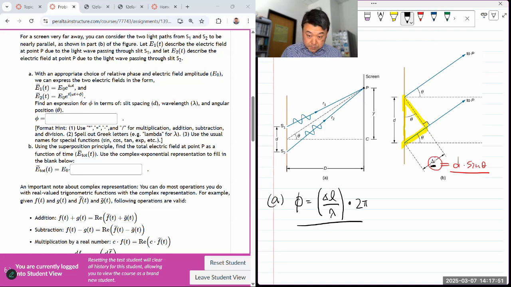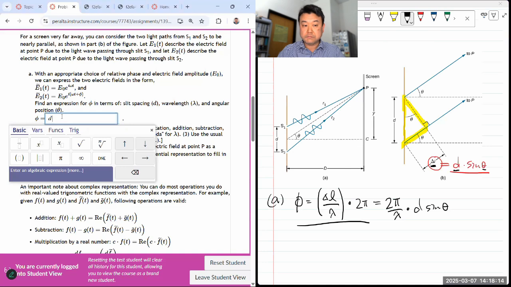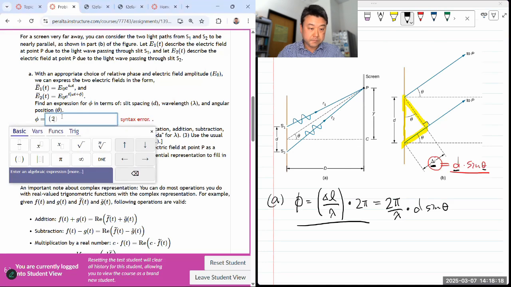So that should be the expression. Let's see. I can use lambda, and I can use 2 pi. They are all constants. So I need delta L expressed in terms of d and theta. Just rearranging a little bit, phi equals 2 pi over lambda times delta L, or d sine theta. That should be it. Let's make sure I didn't make any mistakes. Oops, 2 pi over lambda.